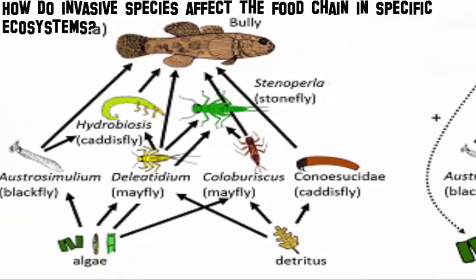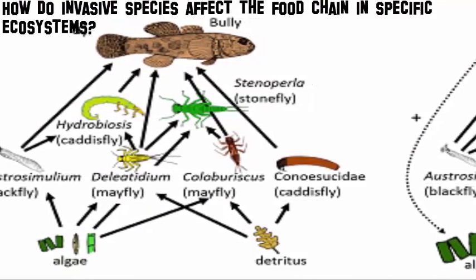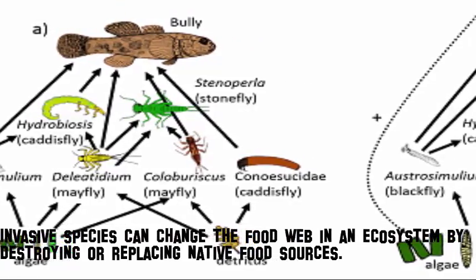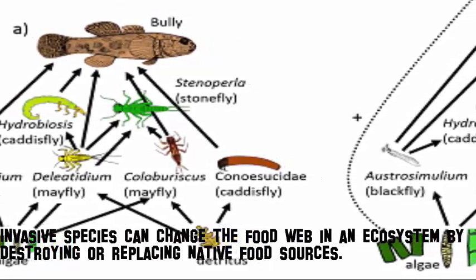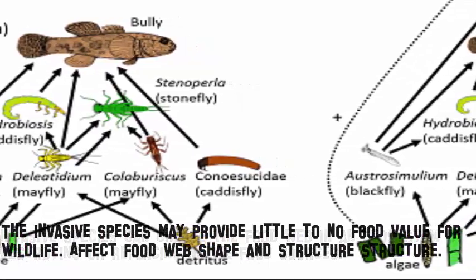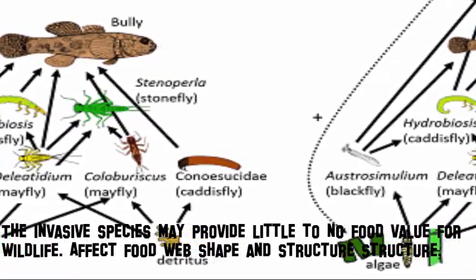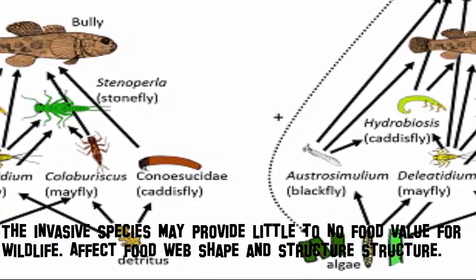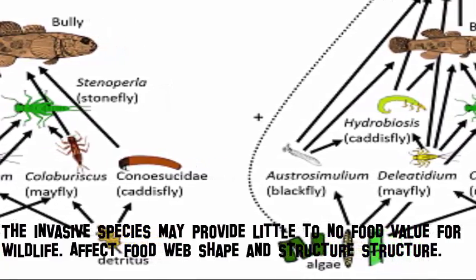How do invasive species affect the food chain in specific ecosystems? Invasive species can change the food web in an ecosystem by destroying or replacing native food sources. The invasive species may provide little to no food value for wildlife. It affects the food web's shape and structure.